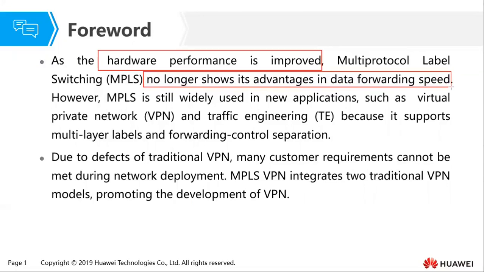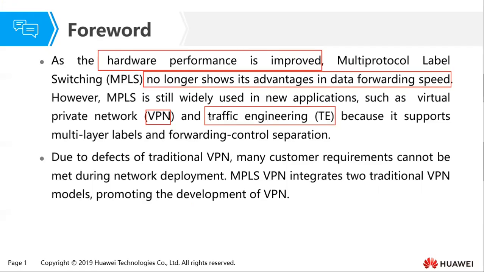Remember, in the previous topic, we said that we wanted to forward using MPLS rather than using the traditional IP header in order to improve data forwarding speeds. But now, as the processing power of routers improved, that no longer became the obvious advantage of MPLS. However, MPLS is still widely used in new applications such as VPNs, virtual private networks, and also traffic engineering.